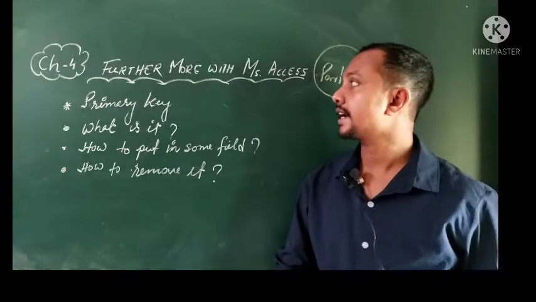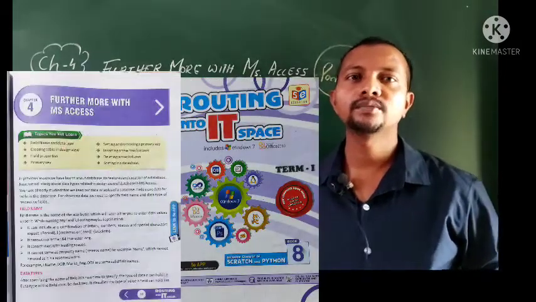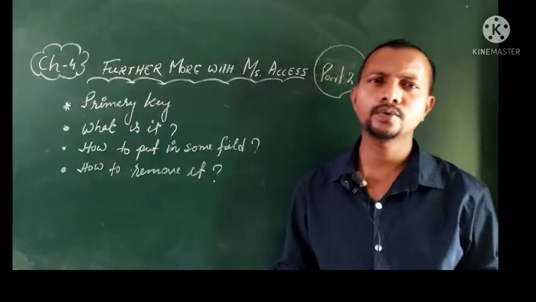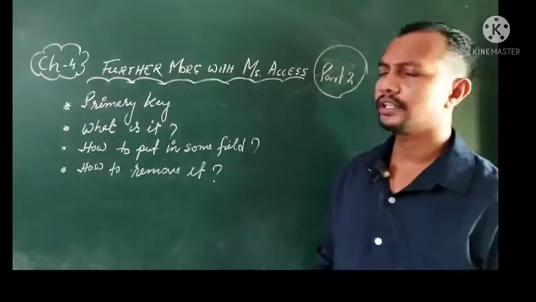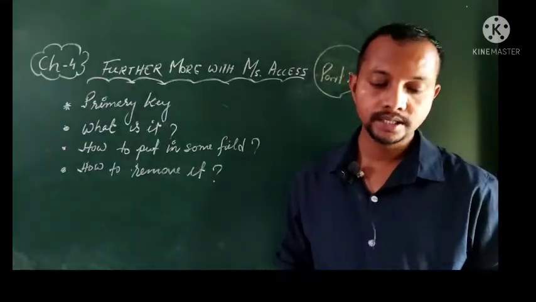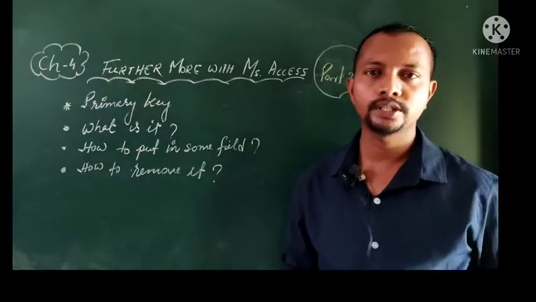Dear friend, this is class 8 computer chapter 4, further more with MS Access part 2. Part 1 of this particular chapter is already done, where we have seen what is field name, what is data type, and practically also we have seen some of this.